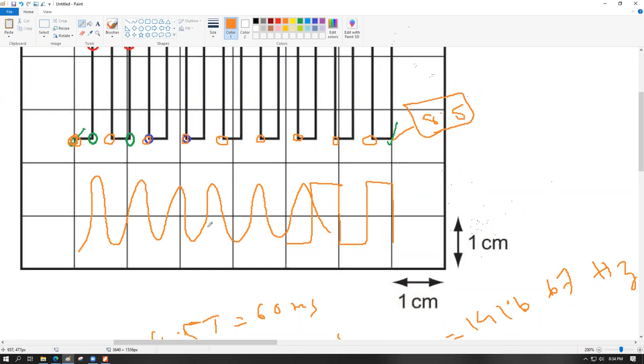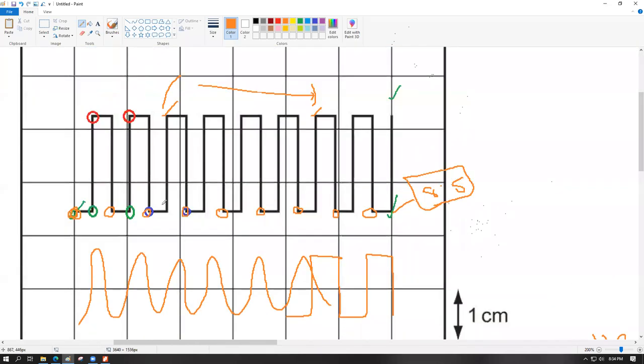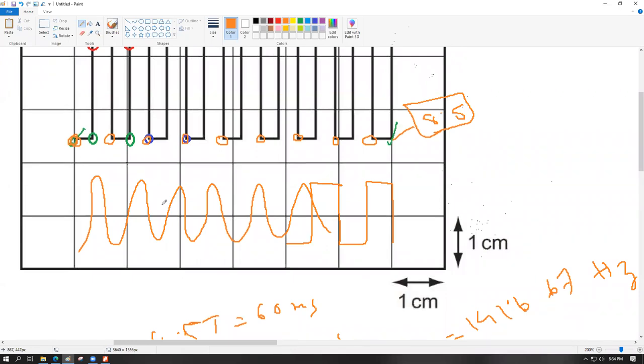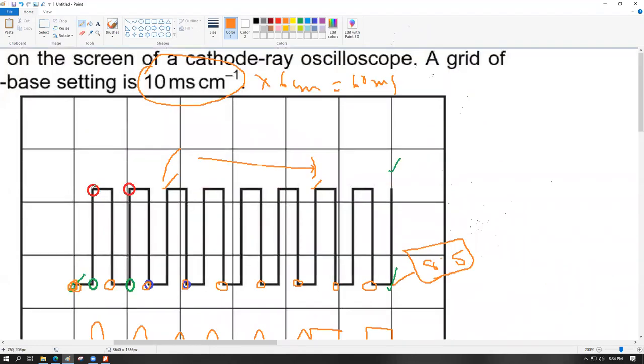Did you mean this kind of shape? Yes, sir. Then it will be drawn over the box color. Here, like this.